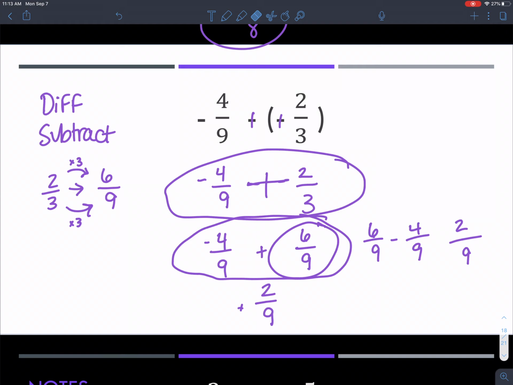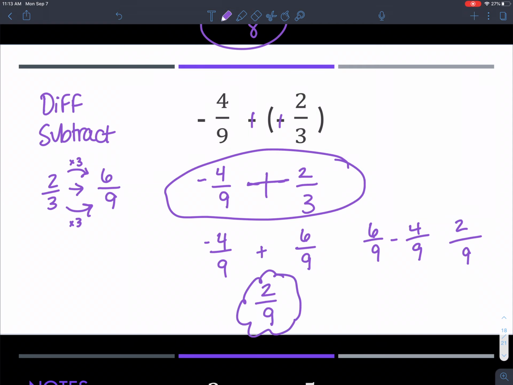Now, we don't have to write the plus sign, but we know that our answer is going to be a positive answer. Hopefully you got that one right. Try the next one on your own.